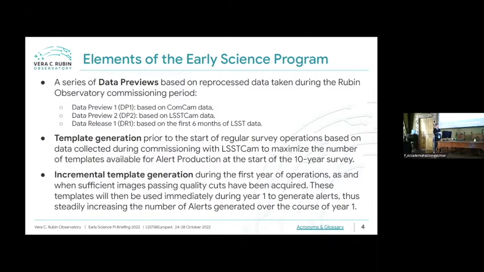And then a final part of this is what we call incremental template generation, whereby rather than waiting for the first data release processing to generate the templates from the year 1 data, as soon as we have sufficient images for a given pointing and filter that pass quality cuts, we will, outside of a data release processing, generate templates and then start to use those during year 1 and build up incrementally the number of alerts that we can release during the first year.